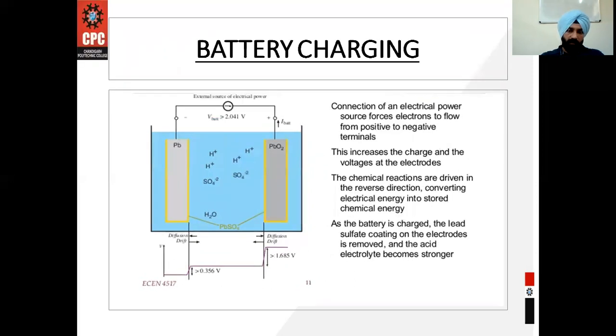Next is battery charging. Connection of an electrical power source forces electrons to flow from the positive to the negative terminal. This increases the charge and the voltage at the electrodes. The chemical reactions are driven in the reverse direction, converting electrical energy into stored chemical energy. As the battery is charged, the lead sulfate coating on the electrodes is removed and the acid electrolyte becomes stronger.